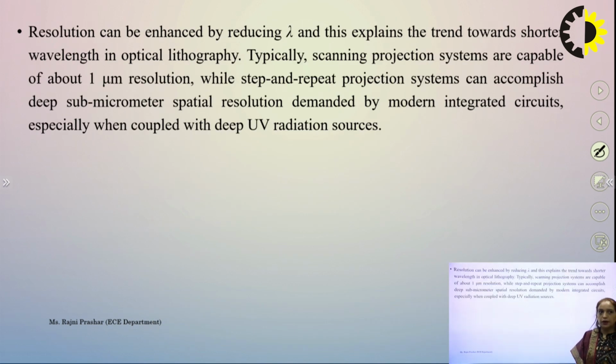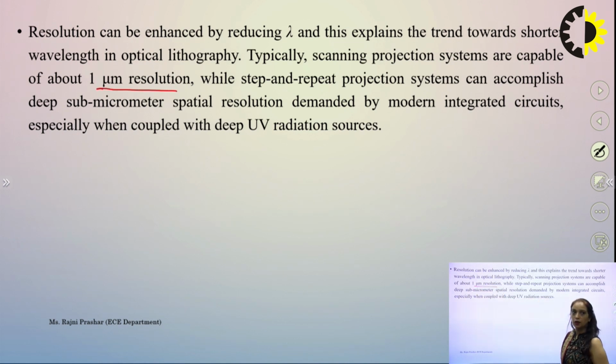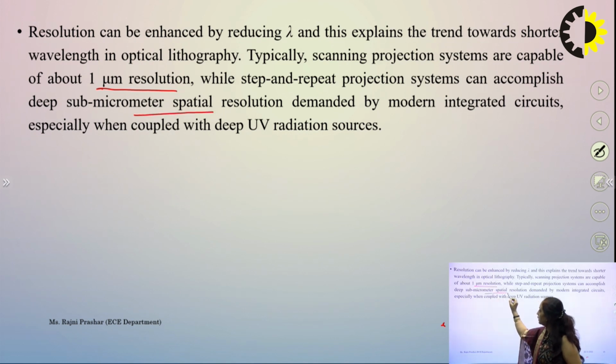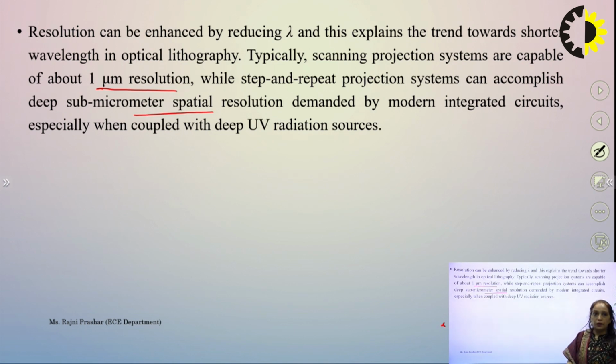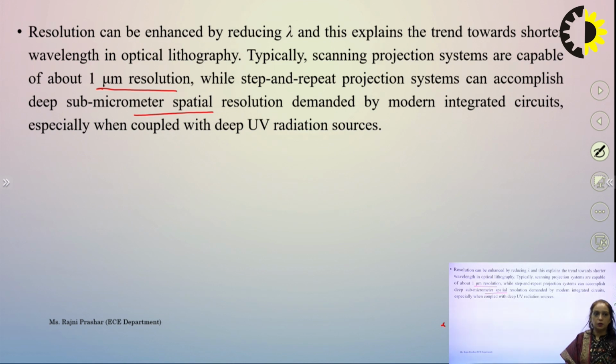So the resolution can be enhanced by reducing lambda, and this explains the trend towards shorter wavelengths in optical lithography. Typically, scanning projection systems are capable of about 1 micrometer resolution. With the help of these scanning tools we can have a resolution of about 1 micrometer, while the step and repeat projection system is used where we have to work on deep sub-micrometer technology and need very high resolution integrated circuits, especially when coupled with UV radiation sources.